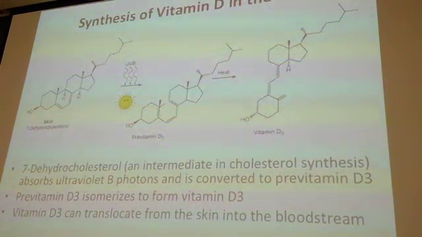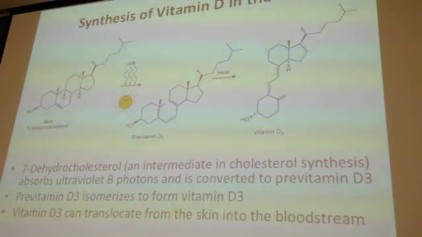Okay, so in terms of the synthesis of vitamin D in the skin, we're able to take 7-dehydrocholesterol, which is an intermediate in cholesterol synthesis. Cholesterol synthesis is a really long synthetic pathway, but this is right at the end step. So this is almost cholesterol. It just has to undergo one more reduction step, and then it would be cholesterol. So this is right before the immediate precursor to cholesterol.